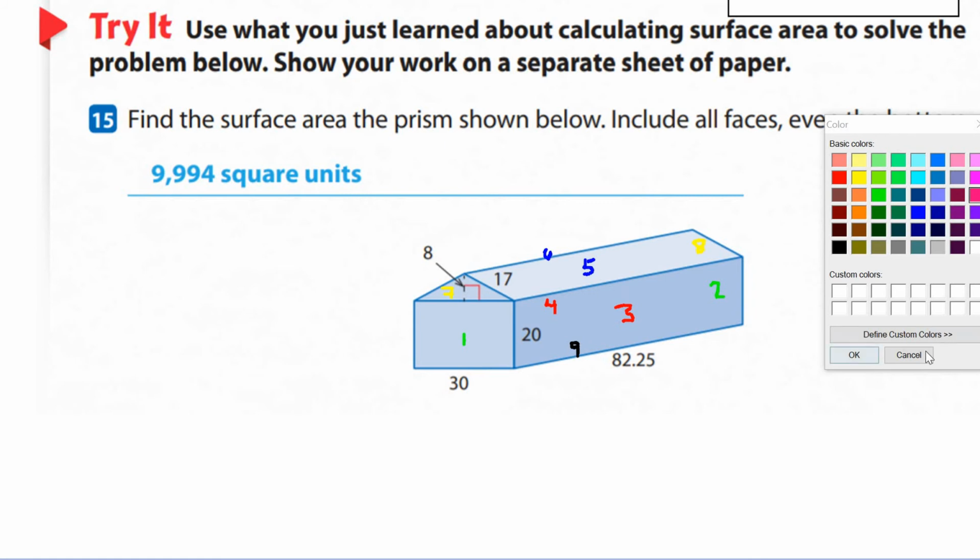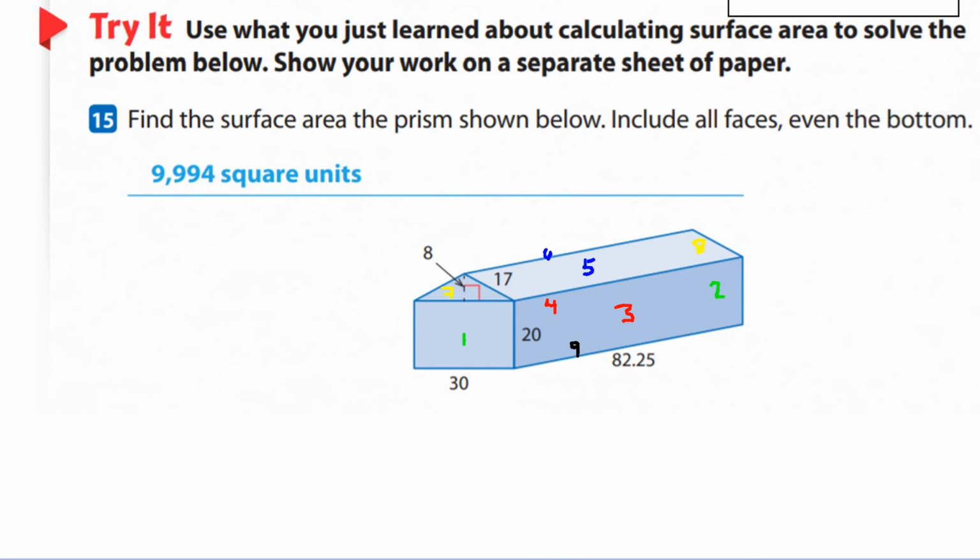Let's start. Let me take this away. Let's start with face number 1 and 2, which is the front and back. All right, and I'm just going to use the color black right now. So yep, it's a 30 by, what do you think this length is? 20, right? 30 by 20. So the area of the front is 30 by 20, I'm going to do the formula. Area of the front is 20 by 30. That means 20 times 30 is 600.